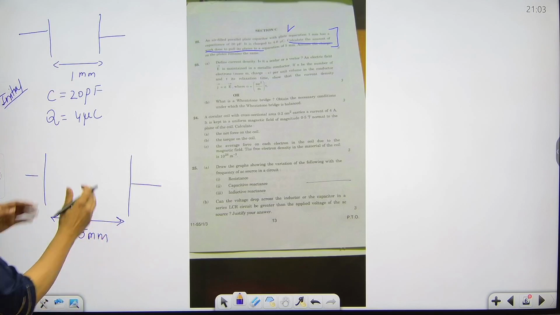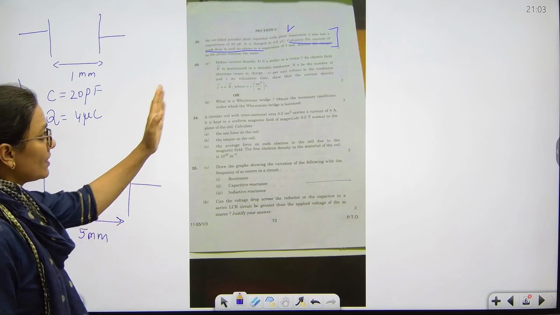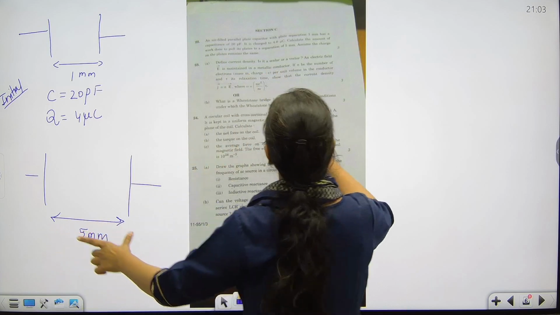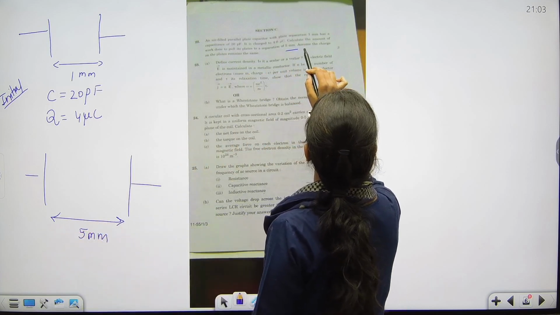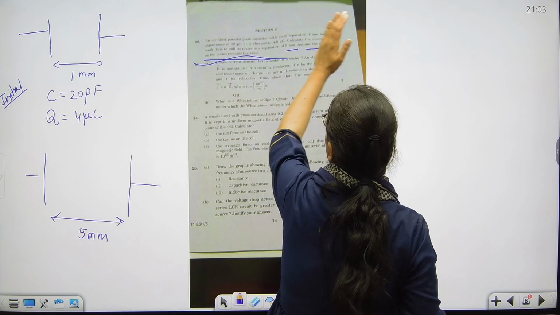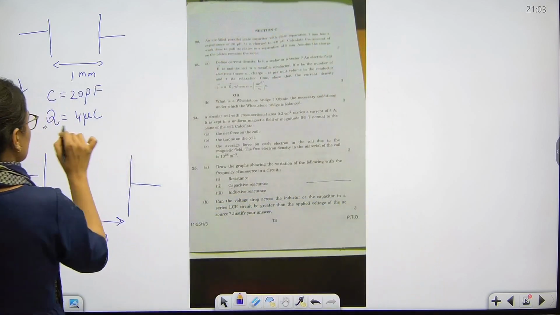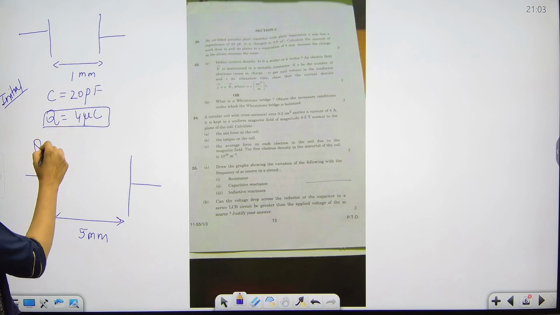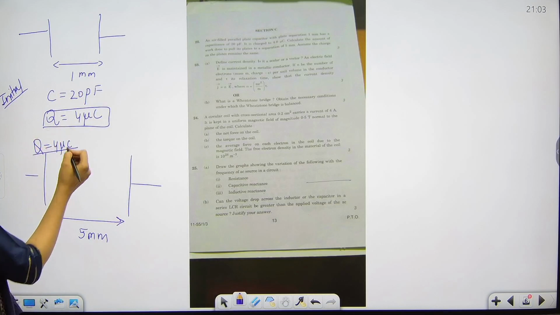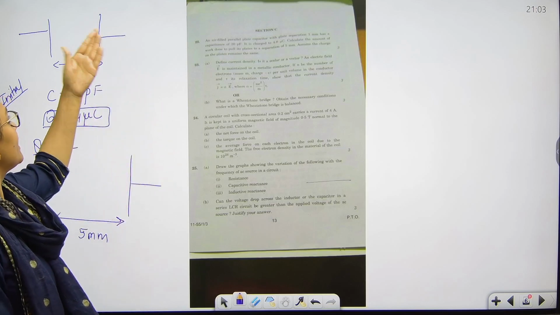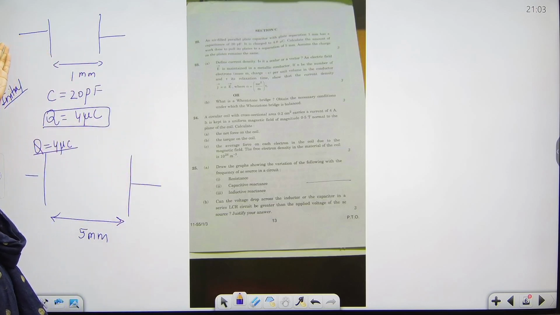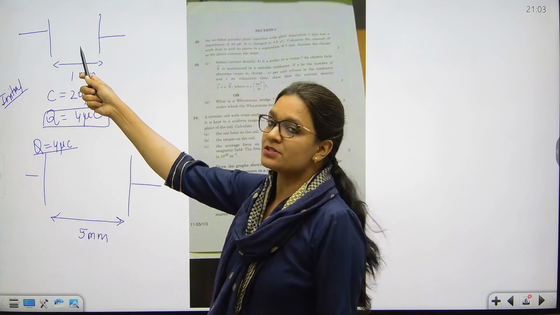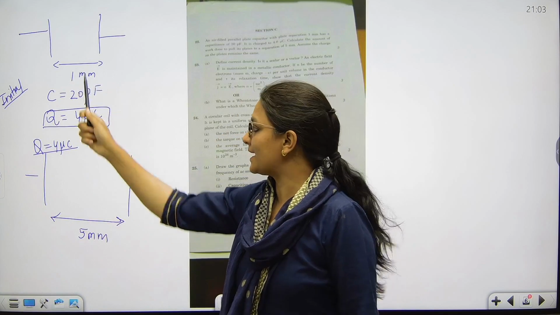So definitely we have done some work, and that work done we have to calculate in this question. To pull the separation to 5 millimeters, assume the charge on the plates remains the same. Initially the charge was 4 microcoulomb, and finally also the charge was the same. The charge is not changing. So we consider the situation in which we have just charged the capacitor and removed the battery. Once we charge the capacitor and then remove the battery, the charge will be the same in both conditions.